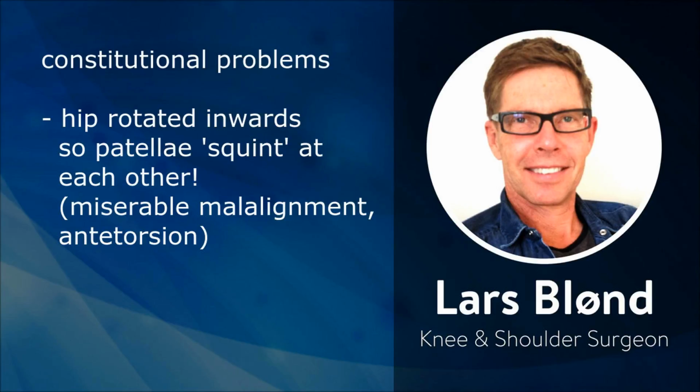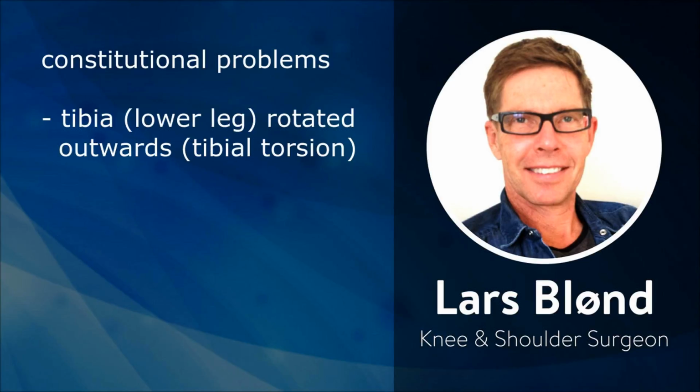The antetorsion is reduced when growing, and only in more severe cases is this needed to be corrected by surgery, because normally it will sort itself out when you have reached adult age. So just as the femur can be malrotated, so can the tibia or lower limb be malrotated, and then it's normally too much outwards. And in severe cases, the tibia needs to be internally rotated.